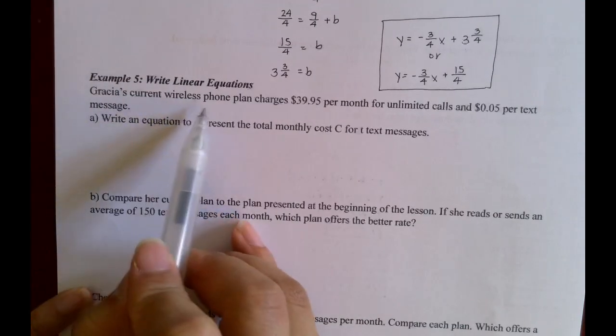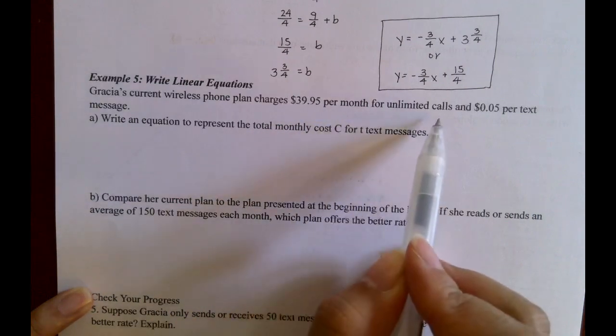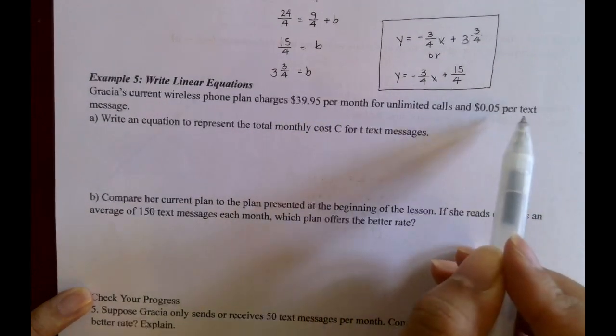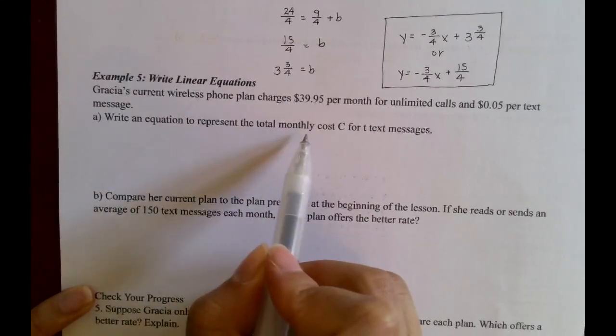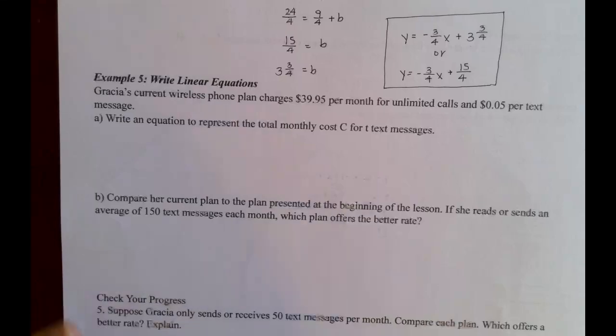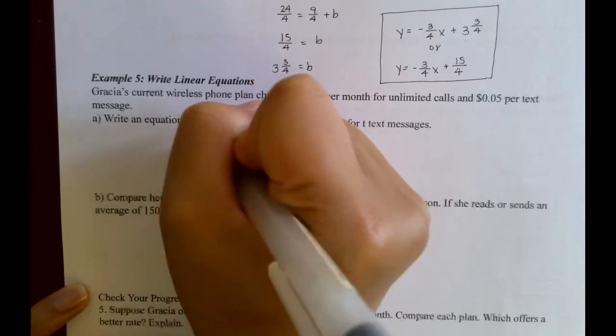Gracia's current wireless phone plan charges $39.95 per month for unlimited calls and 5 cents per text message. We want to write an equation to represent the total monthly cost C for T text messages. Okay, so C is the cost.